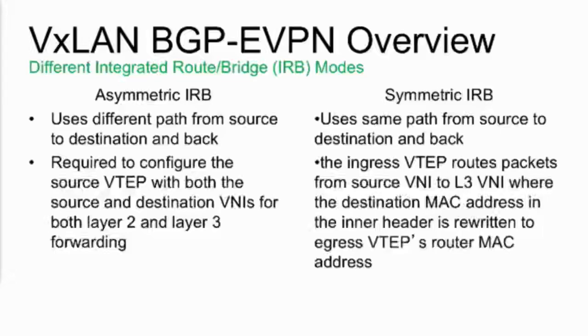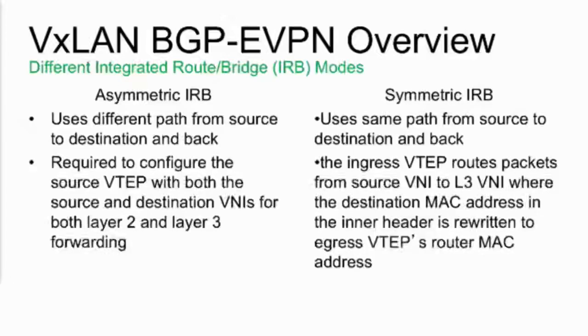You have different forwarding mechanisms with VxLAN EVPN. You have asymmetric and symmetric ingress integrated routing and bridging (IRB) modes. With asymmetric, the packet forwarding path is different from the return path. So if a packet has to reach from VTEP A to VTEP B, it might take a different path on the way back when the response comes back. With symmetric, it's the same path.